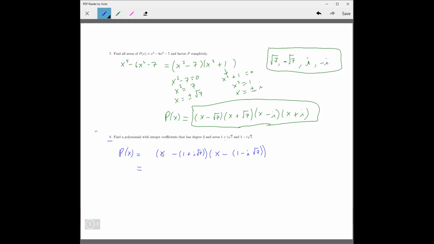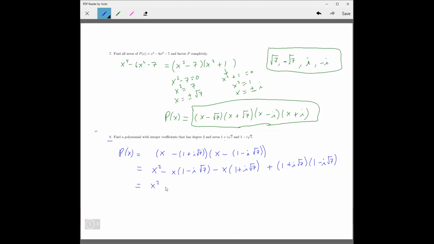So let's choose the FOIL method. First is x times x. That's x squared. Now the outside ones would be minus x times 1 minus i root 7. And then you have the inside one, which is another minus x times 1 plus i root 7. And then you have the last ones, a minus times a minus, so those will cancel to a plus. And you have 1 plus i root 7 times 1 minus i root 7.